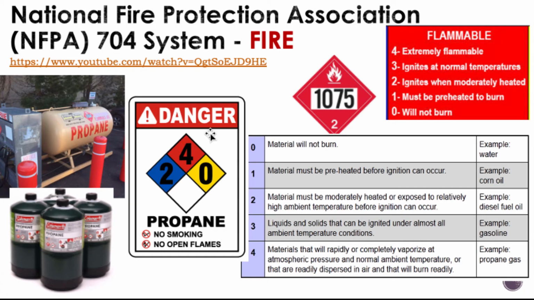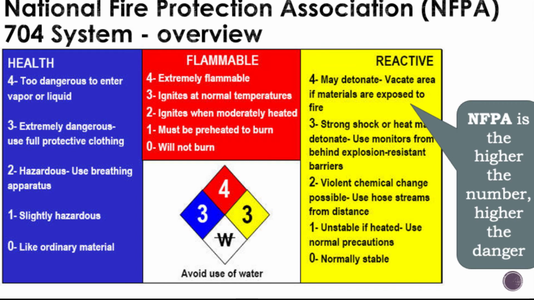So let's take a look at the flammability category at the top of our diamond. 0, material will not burn. 4, material that will rapidly or completely vaporize at atmospheric pressure and normal ambient temperature, or that is readily dispersed in air and will burn readily. So propane comes right out of the bottle as a gas, and it's ready to burn. All it needs is an ignition source and chemical reaction, and of course something to propagate it.